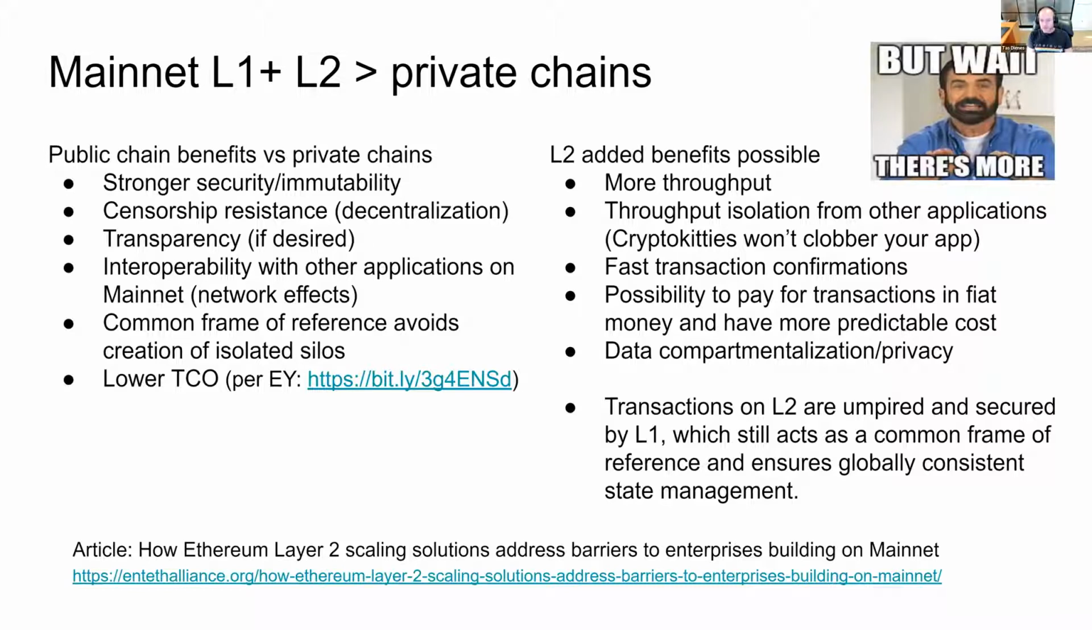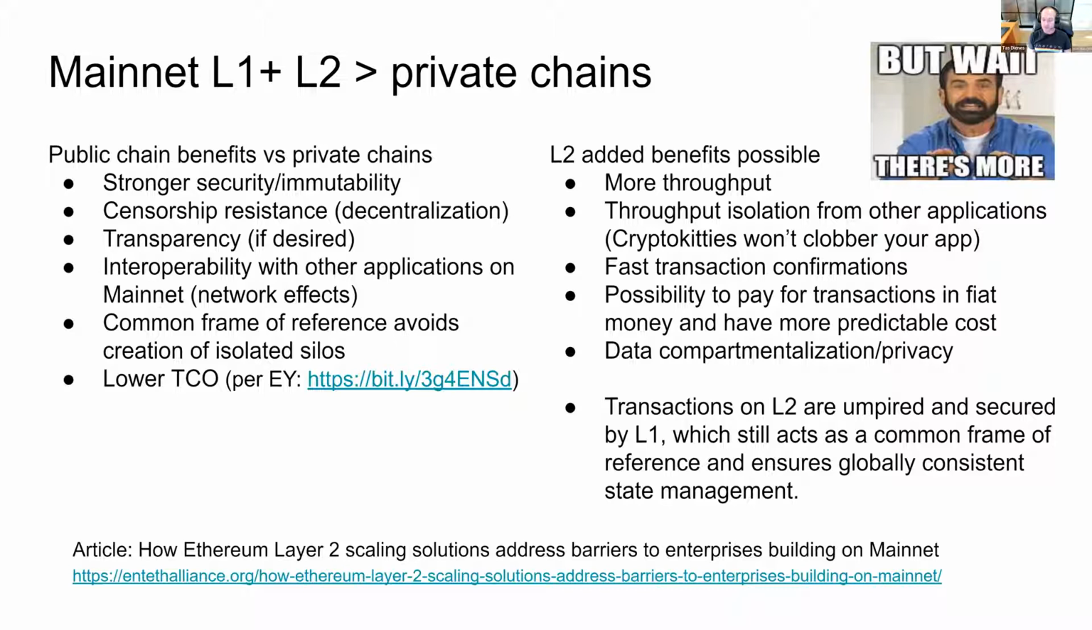So if you add layer 2 on top of this, there are even more benefits for enterprise applications, and they can negate some of the concerns or some of the reasons that drove people to build on private chains in the past. So obviously with layer 2, you get more throughput. It solves the throughput problem. And importantly, also you get throughput isolation from other applications.